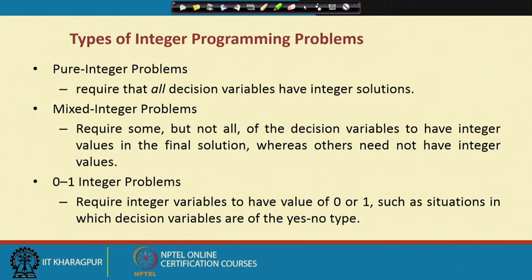And then finally, the 0-1 integer programming. The requirement is for integer variables to have the value either 0 or 1, which is sometimes a yes-no type of situation, or a binary kind of situation.